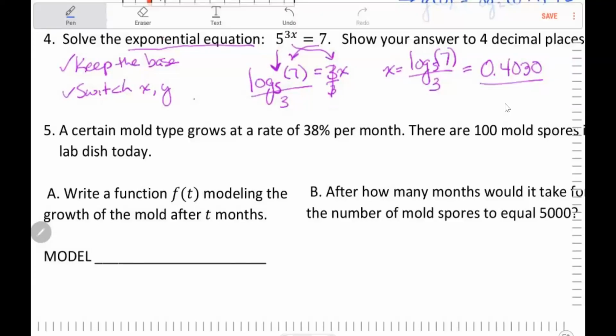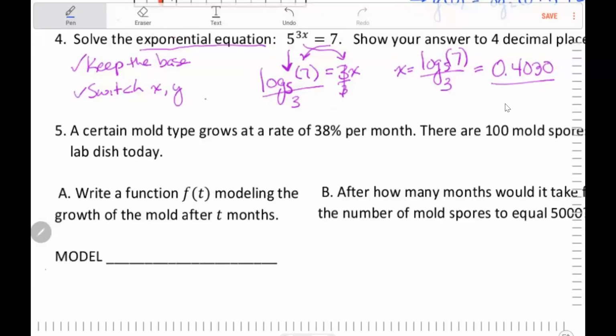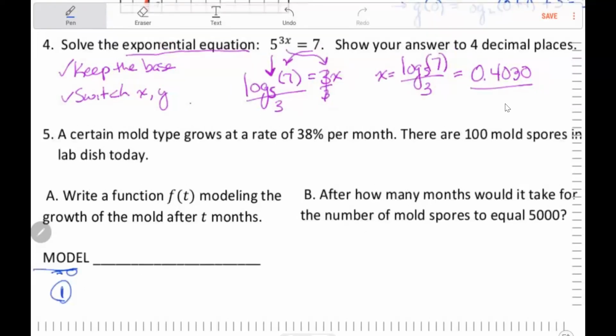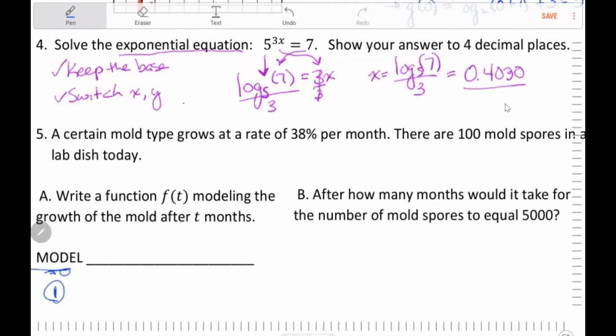All right, our last problem, we have to do two things. One, we have to come up with a model. And then two, we have to figure out when that model equals 5,000.